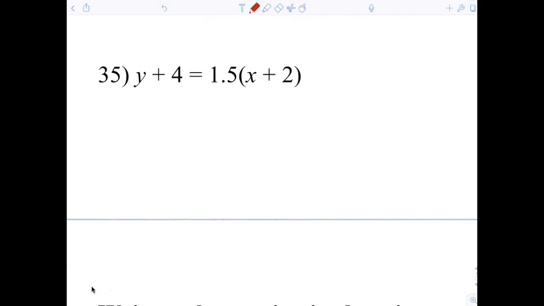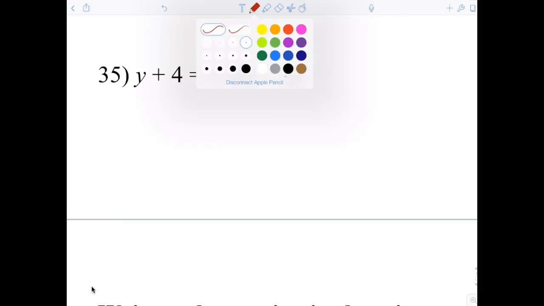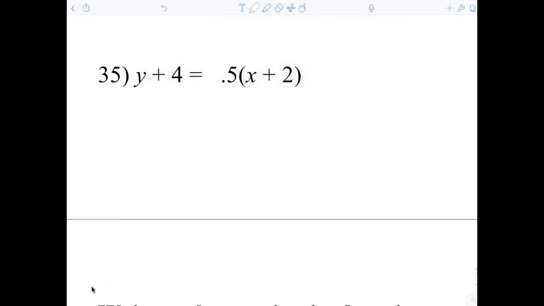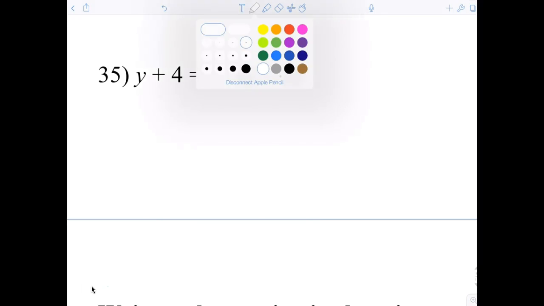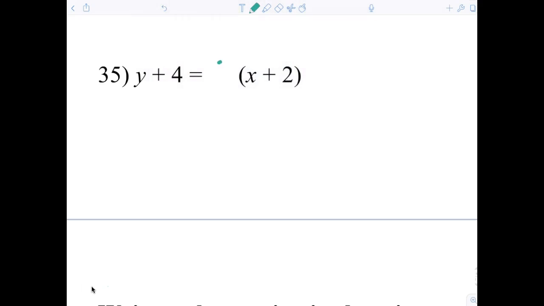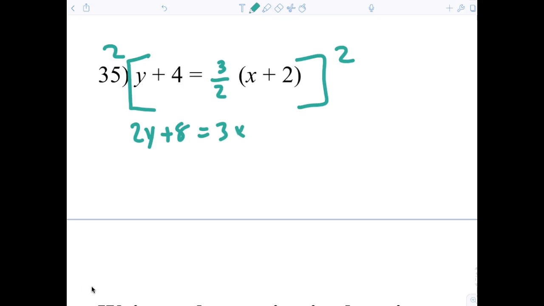Now for 35, listen, we should just not ever use a decimal. Yeah, I was just about to say. So the first thing we're going to do is we're just going to erase 1.5 and put what? 3 over 2. That's it, correct. 1.5 is the same as 3 over 2. And now I need to multiply both sides by 2. Good. So I get what? 2y plus 8 equals 3x plus 6.